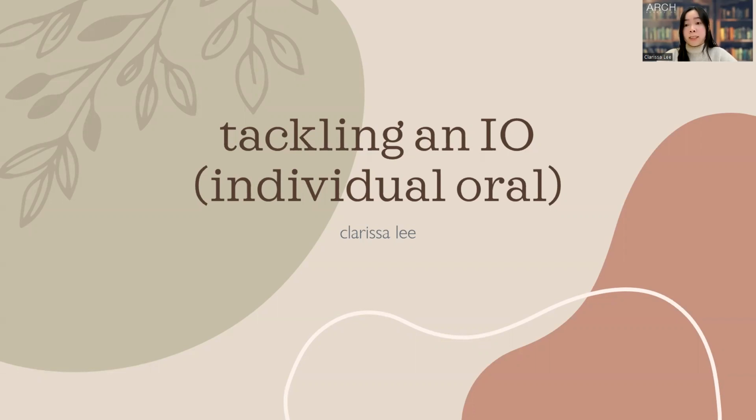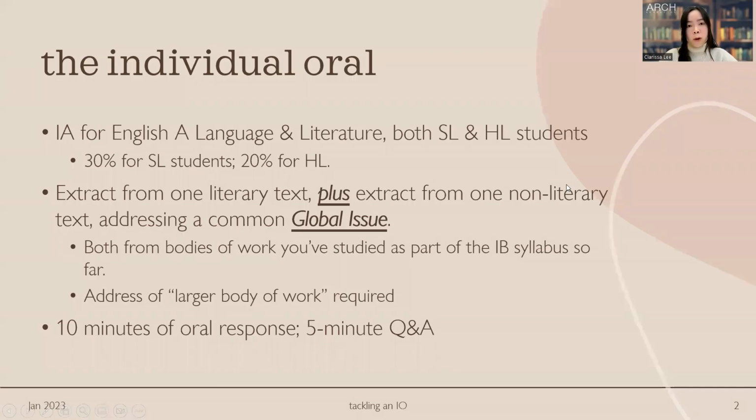And today we're going to be discussing how to tackle an IO, the individual oral. So let's start with what the IO actually is. The IO is an oral exam that forms your internal assessment for the IB English A language and literature syllabus. And it is a task that both SL and HL students have to do. For SL students, it will account for 30% of your overall grade. And for HL students, it will account for 20%, which is still quite a large chunk.